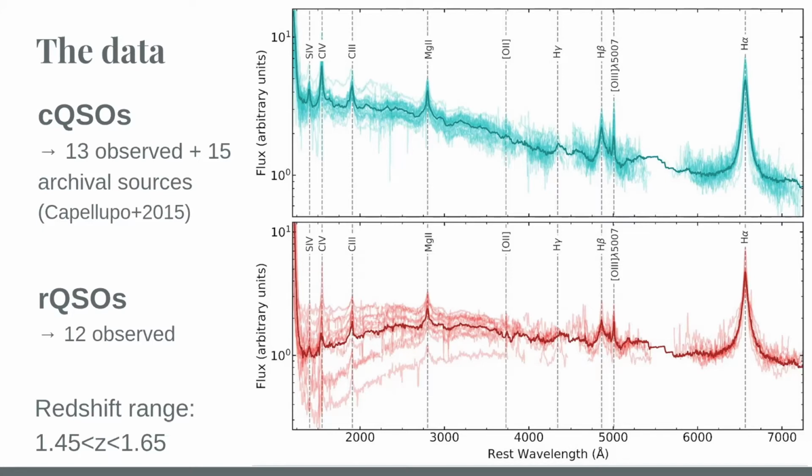the archival sample. So for those that are unfamiliar with quasar spectra, the top is a typical quasar spectrum. You can see the broad lines, especially the H alpha, which is very bright, and also narrow lines such as the O III that are studied.